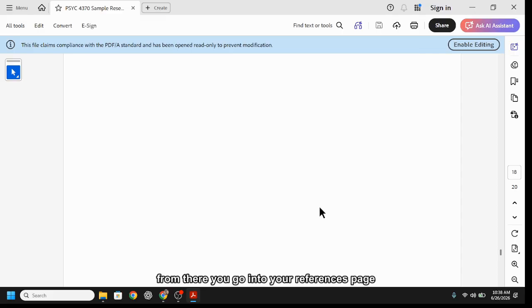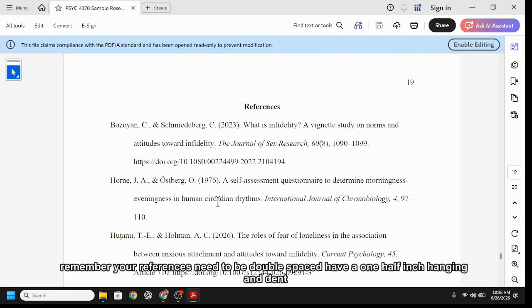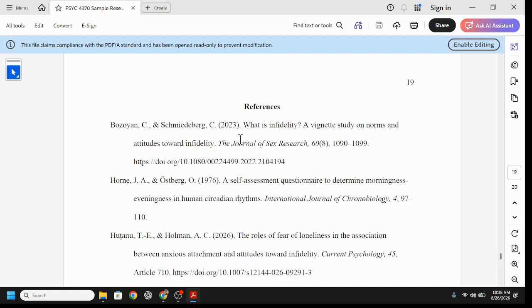From there, you'd go into your references page. Remember, your references need to be double spaced, have a 1/2 inch hanging indent. You put spaces between your initials. Make sure your journal articles are capitalized like a sentence. And by that, I mean you capitalize the first word and you put a period and you capitalize anything that comes after a punctuation mark. But I don't capitalize infidelity or vignette or norms or any of that.